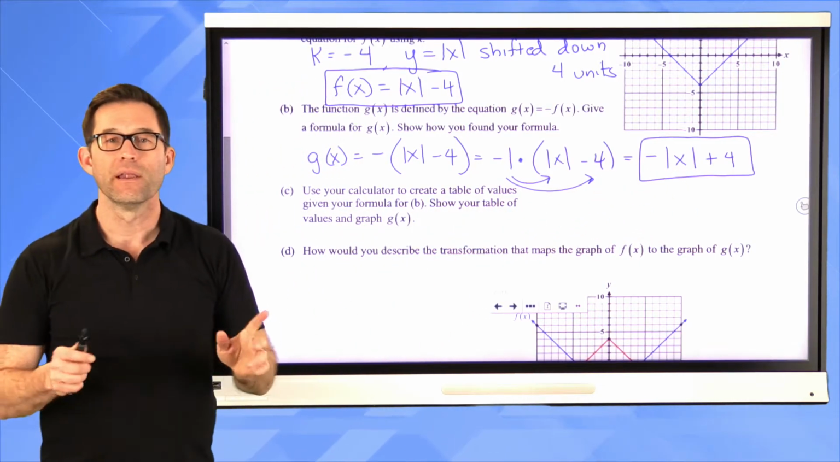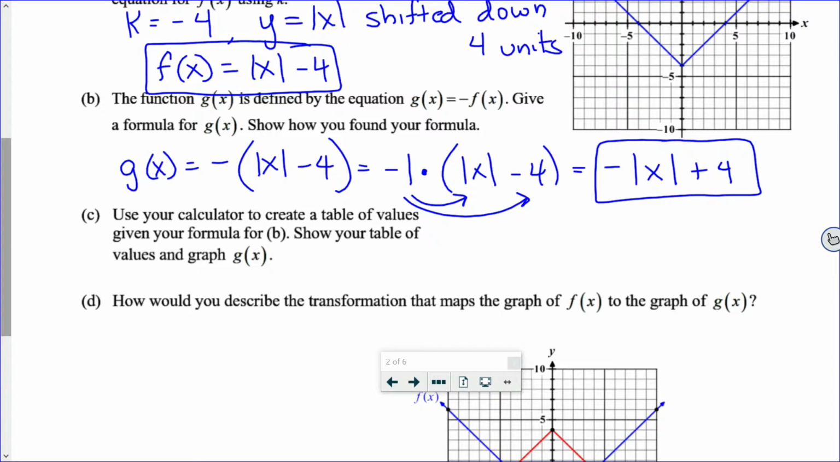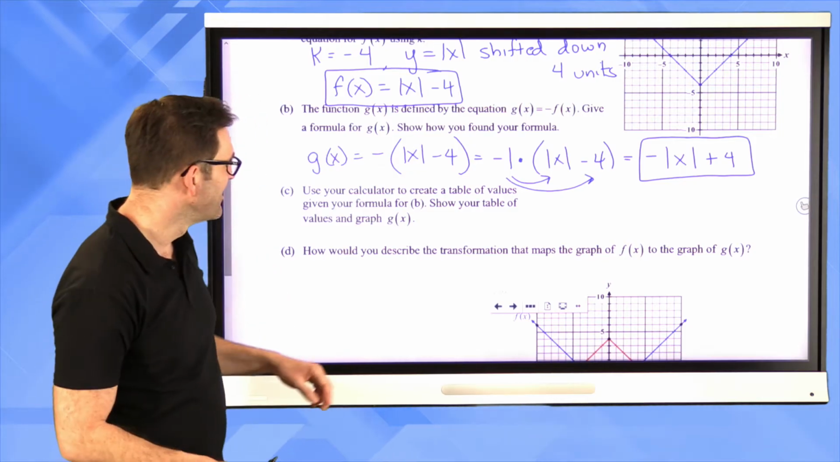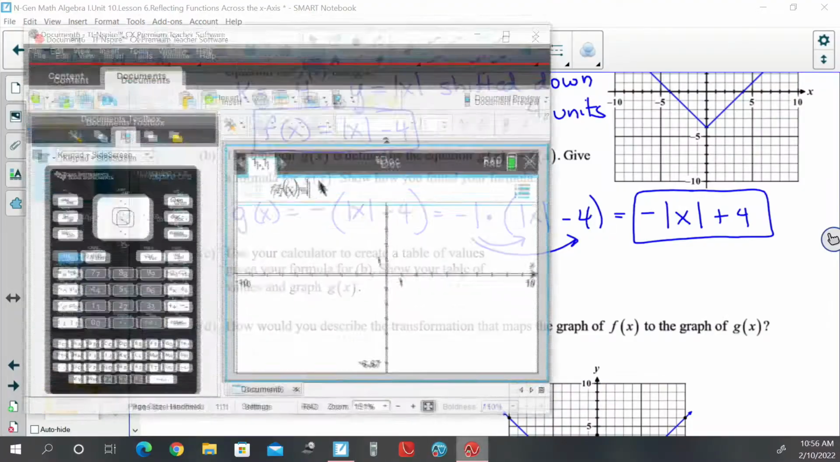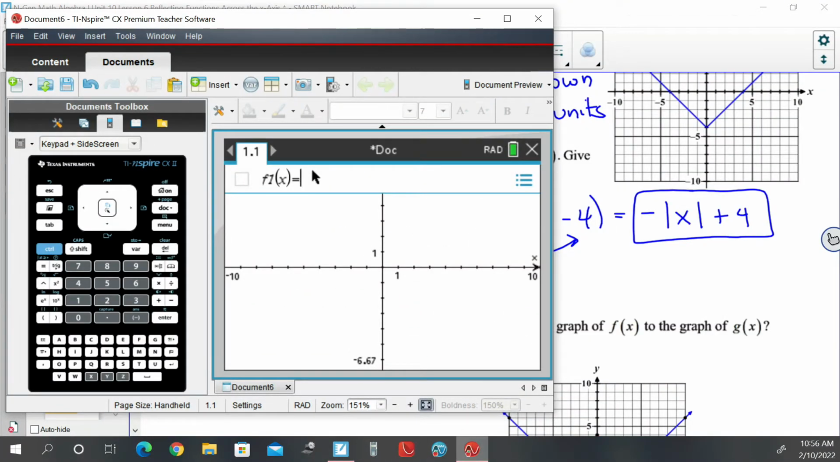Okay, letter C. Use your calculator to create a table of values given your formula for B. Show your table of values and graph g of x. All right, let's do it. Let's grab our graphing calculator. All right, let's open it up. I think the first thing I'm going to do is throw in that original formula. All right, so we've got our absolute value, right? And that was the absolute value of x. I need to use my right arrow, minus 4. So this is just our original function, right?